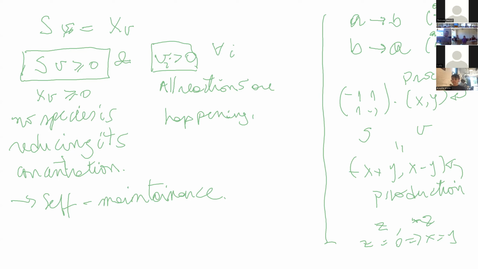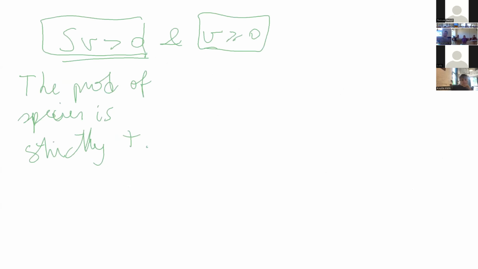And then we need to introduce some properties. One of these properties is self-maintenance, which is described just here. So no species are reducing their concentration, and all reactions are happening. We force the system to operate in full. A different condition will be this one, in which I'm imposing that not necessarily all reactions are happening, because I allow the process vector to be equal to 0 for some coordinates.